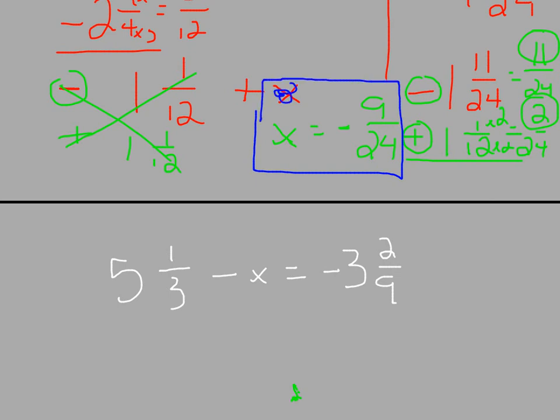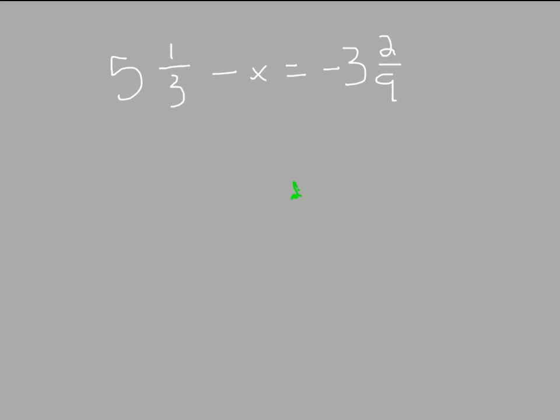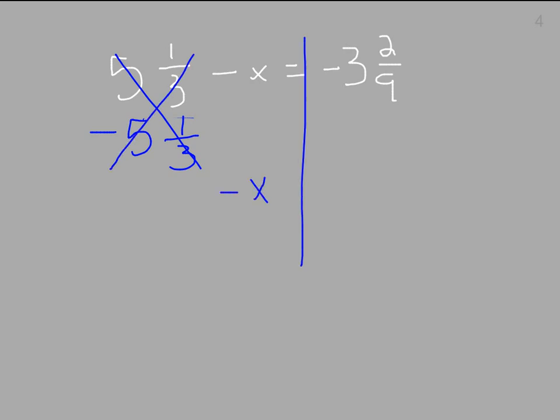Okay, let's look at this last example. We didn't have time to do one of these in class, and I kind of told you a little bit about this at the end of class, but let's do an example. We want to get the x by itself, so I'm going to get rid of the 5 and 1/3. It's not negative, and I do that by subtracting 5 and 1/3 from both sides. That cancels this out. I still have this negative x, so we're going to have to deal with that in a second. So I'm going to put negative 5 and 1/3 over here.